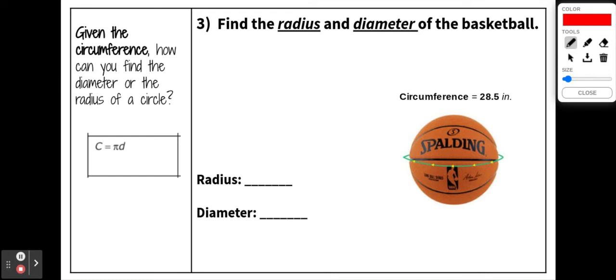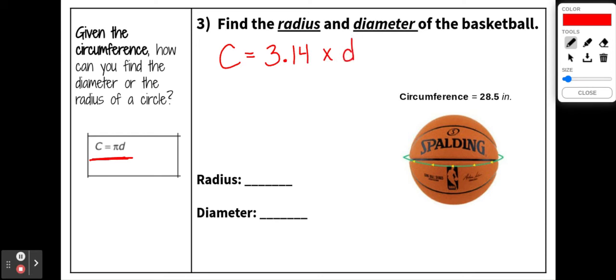Being that this problem deals with circumference, we have a circumference formula. We always want to start with the formula. So I'm going to begin by writing out circumference equals 3.14 times diameter. Okay, so I'm starting out with the formula.